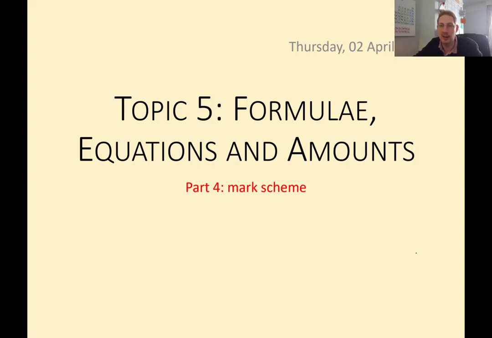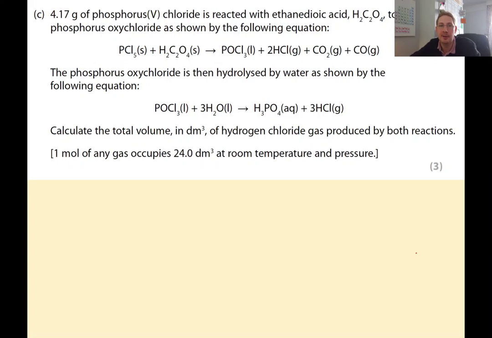So, if we look here, first question: 4.17 grams of phosphorus 5-chloride reacted with ethane dioic acid, forming phosphorus oxychloride. You got the equation there. The phosphorus oxychloride is hydrolysed by water as shown in the following equations. Calculate the total volume in decimetres cubed of hydrogen chloride gas produced by both reactions.